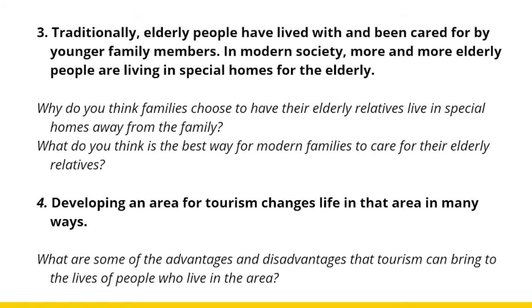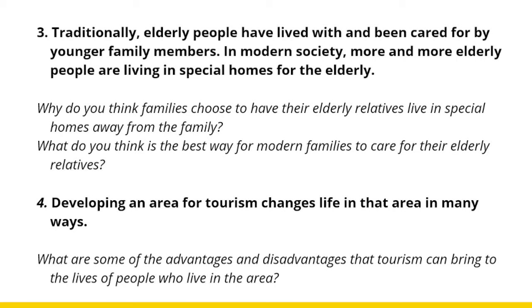Here's our third prompt, and I'm going to read it for you. Traditionally, elderly people have lived with and been cared for by younger family members. In modern society, more and more elderly people are living in special homes for the elderly. And we have requirements here. So we have two questions, and I'm going to go ahead and read them. Why do you think families choose to have their elderly relatives live in special homes away from the family? That's question number one. And the second one, what do you think is the best way for modern families to care for their elderly relatives?